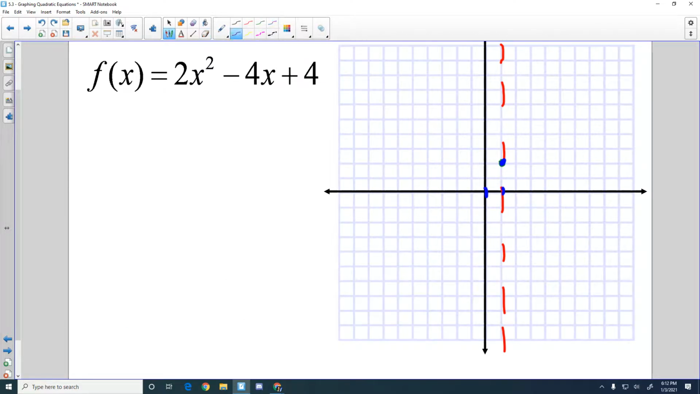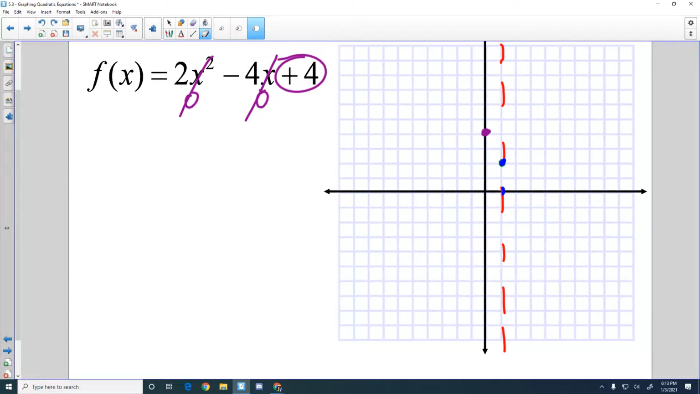So let's move on to the next thing, which is the y-intercept. And if you recall, the y-intercept is always just the constant, because if I make this term 0 and that x is 0, they just cancel out and I'm left with just a 4. So I know that I'm going to have a point at 0, 1, 2, 3, 4.